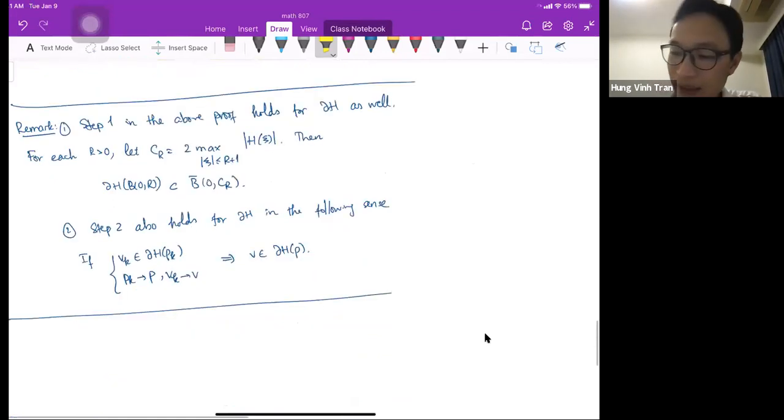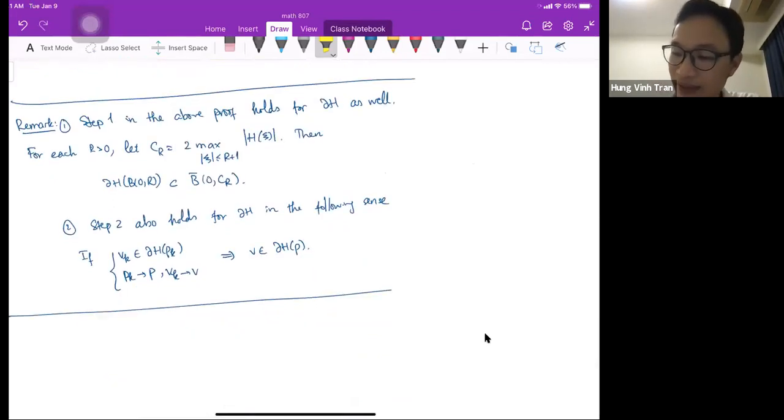Okay, and this remark is natural. Everything holds if you replace the derivatives by values in the subdifferential. So if you take v_k in the subdifferential set, if you have p_k converging to p, v_k converging to v, then v is also in the subdifferential set. So it's a stability result. It's extremely important, and it shows that for convex functions things are stable.